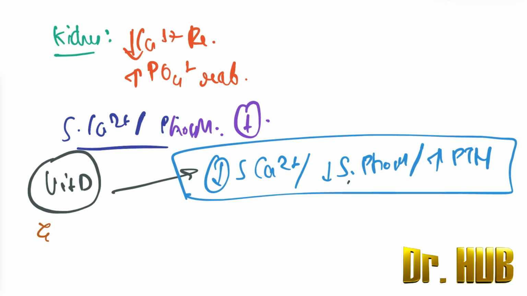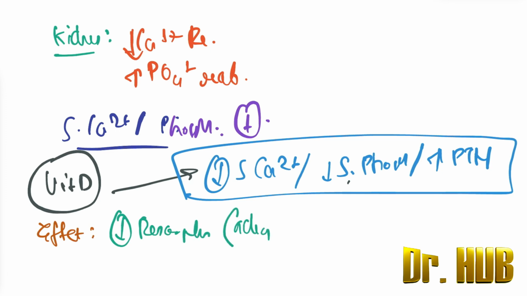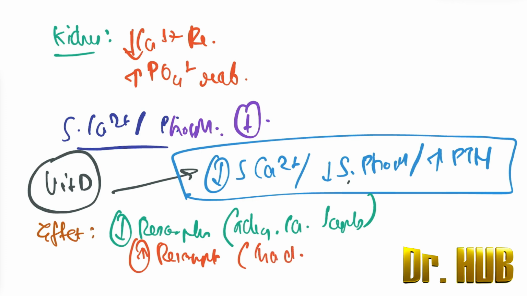Next, what is the effect on the bone? It decreases the resorption when there is an adequate calcium supply. Next, it increases the resorption when there is an inadequate calcium supply. So it has a dual role: it can decrease the resorption with adequate calcium supply and increase the resorption with inadequate calcium supply.